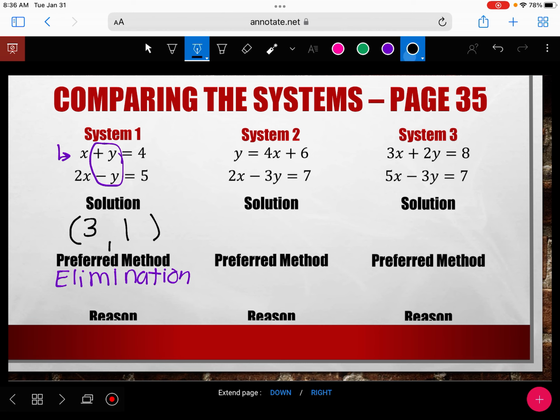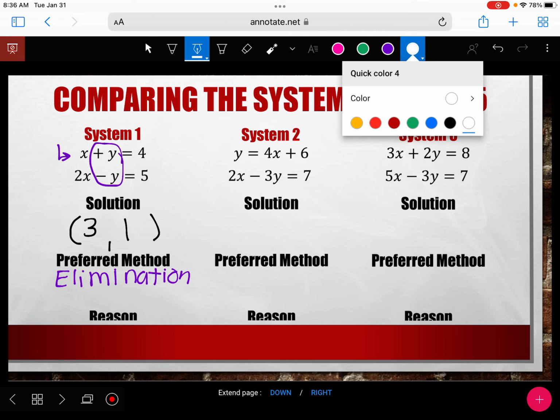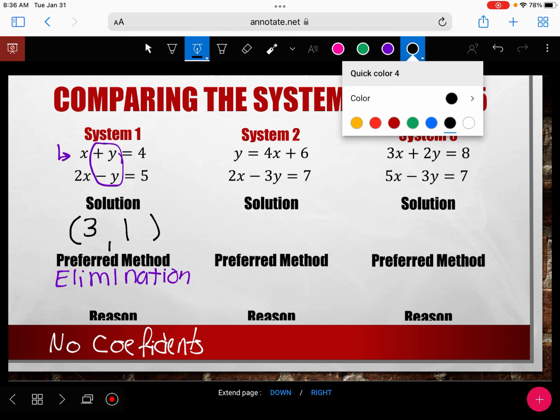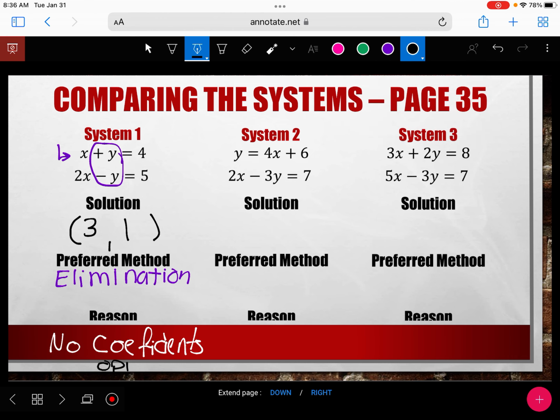So, I would say this one is ideal for elimination because of our no coefficients and our already opposite signs. I know this is kind of a weird setup there. So we've got opposite signs and not really tons of coefficients. So elimination is easy on this one, but the others aren't the worst.